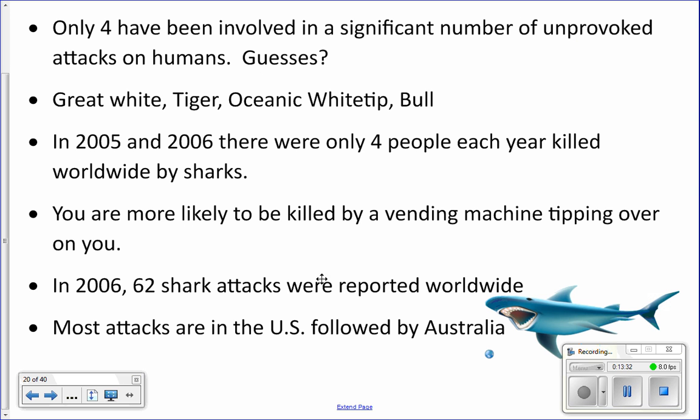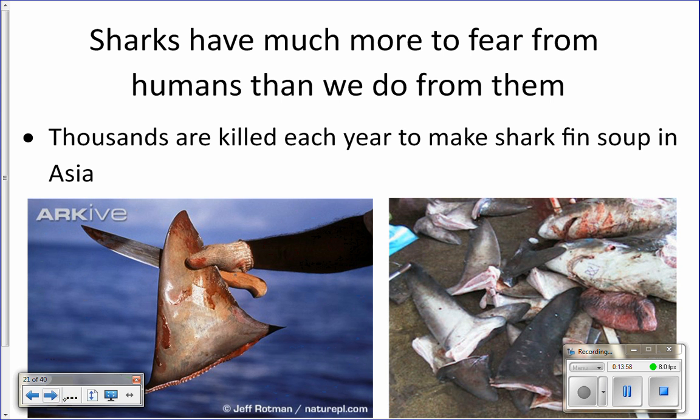Okay? So sharks get a bad rep, but there's lots of things that you do every day that are much more dangerous, like driving to school. Okay, it's much more dangerous to you than actually getting attacked by a shark. America does have the most amount of shark attacks every year, followed by Australia. Probably because we have more coastline, miles, than Australia. Okay. However, you are much more likely to get killed by a lot of other things than sharks. Sharks kill maybe 5 people a year, guys.